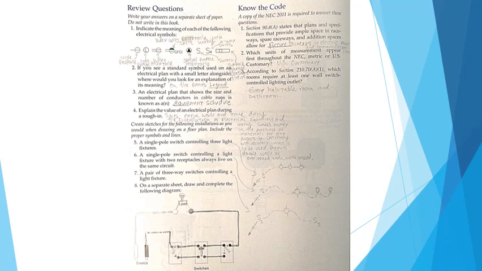Number 3, according to section 210.70(A)(1), which rooms require at least one wall switch controlled lighting outlet? And that would be every habitable room and bathrooms.